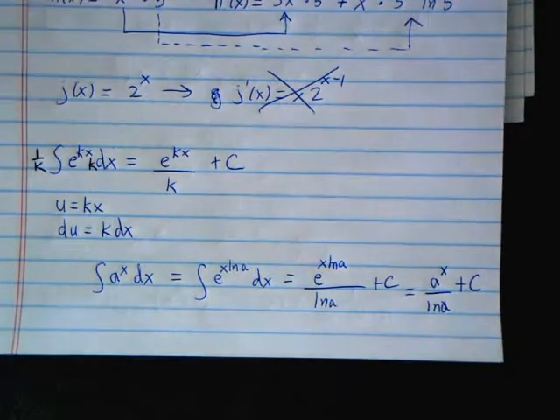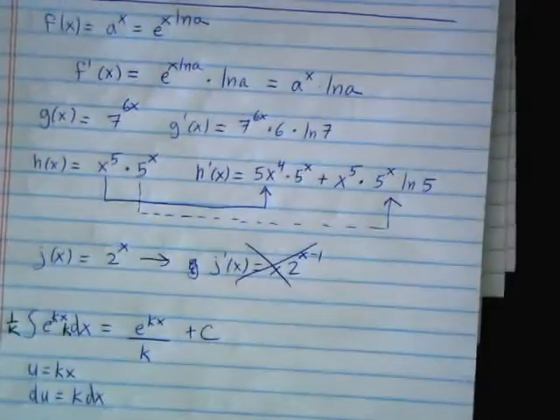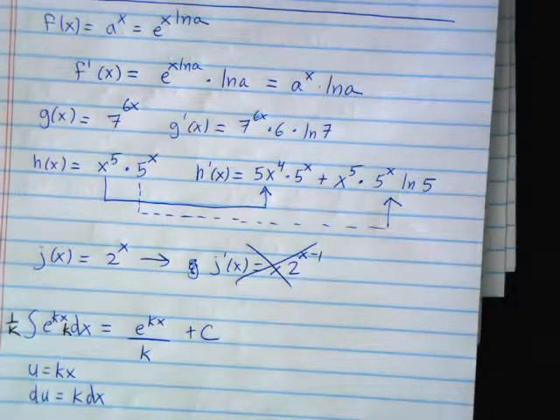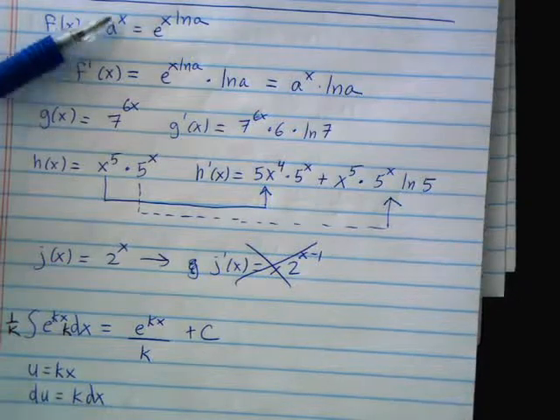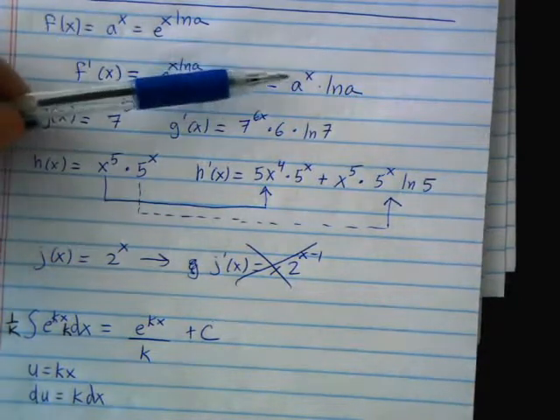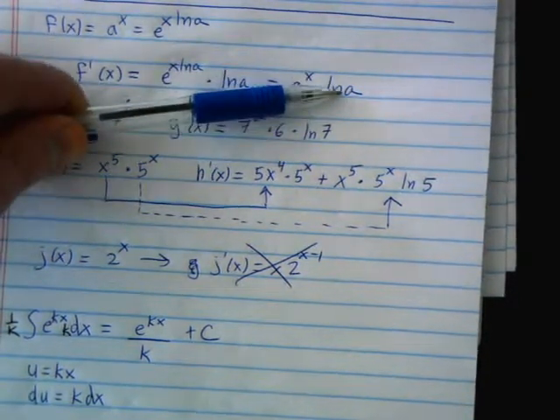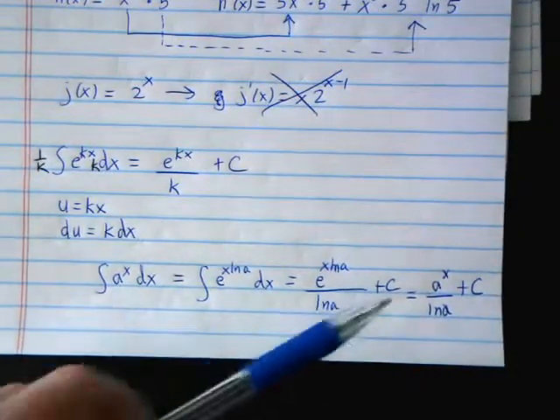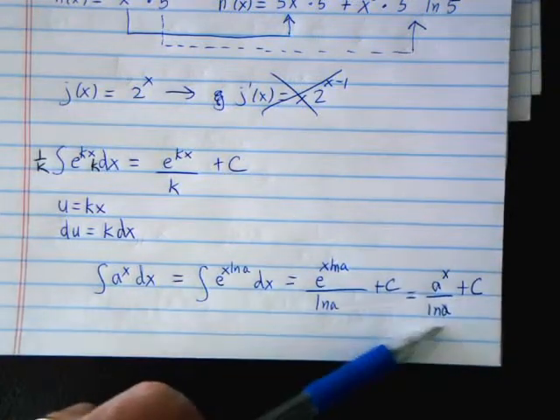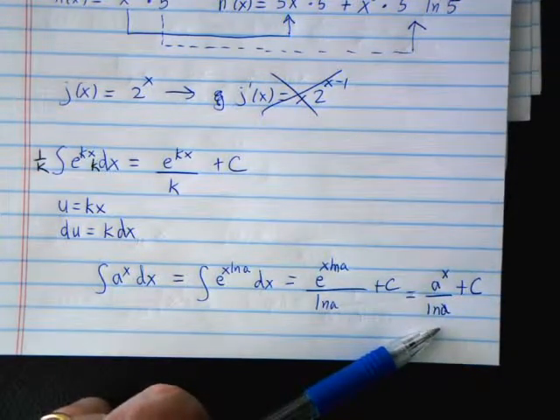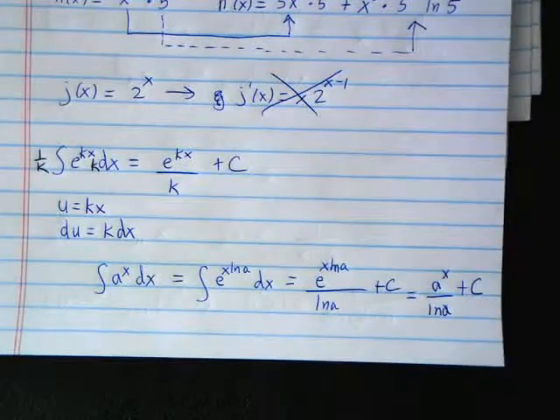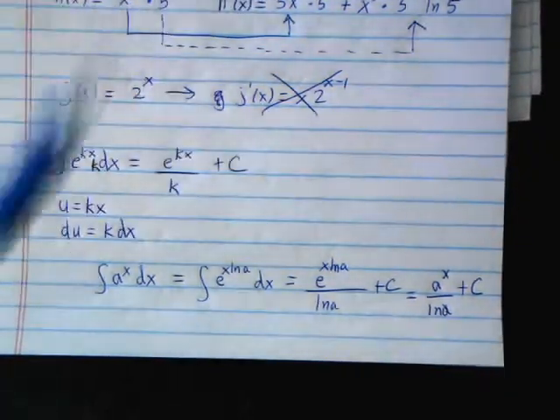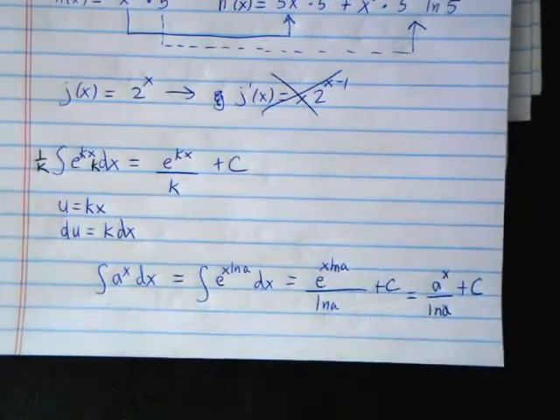Alright, so notice the patterns here. When I want to take the derivative of a to the x, I have the a to the x and I multiply by ln a. So it makes sense that when I want to take the antiderivative of a to the x, I'm going to have the a to the x, but I have to divide by the ln a. So kind of a pattern there. That makes sense. Derivative you multiply, antiderivative you do the opposite, so you have to divide. Questions on that?